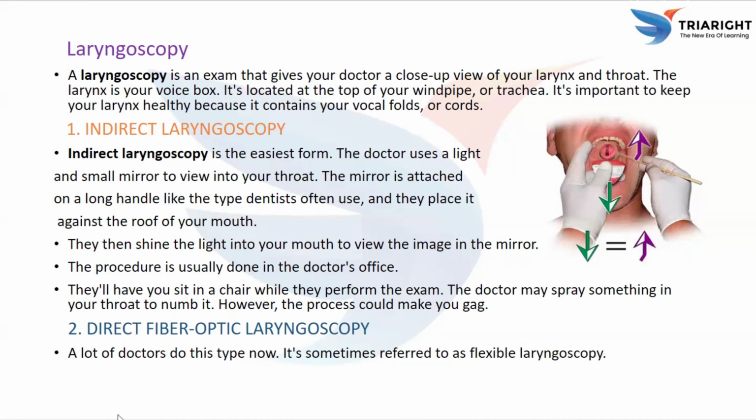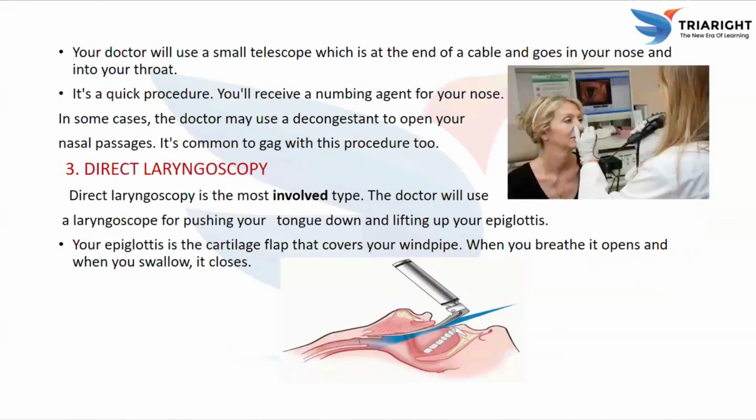And next is direct fiber optic laryngoscopy. What it is: it uses a thin flexible fiber optic scope which provides a direct clear view of the larynx, and it is also called flexible laryngoscopy and fiber optic laryngoscopy. Now how is it done? The scope is usually passed through the nose, the patient is awake and local anesthetic is applied to the nose or throat.